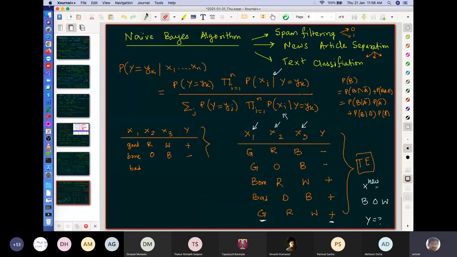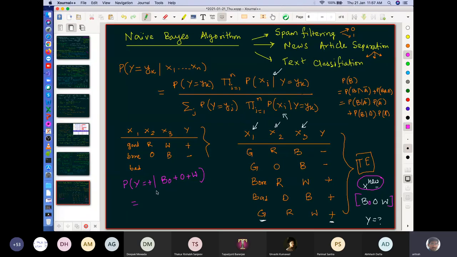Suppose this is a new attribute set being given to you, where the three attributes are B, O, W. That is, I am getting bored. This is O: I occasionally read, but I still remember the concept after the class is over. Then I want to see what will be my class Y equal to plus, given that B plus, O plus, W plus is my attribute set.